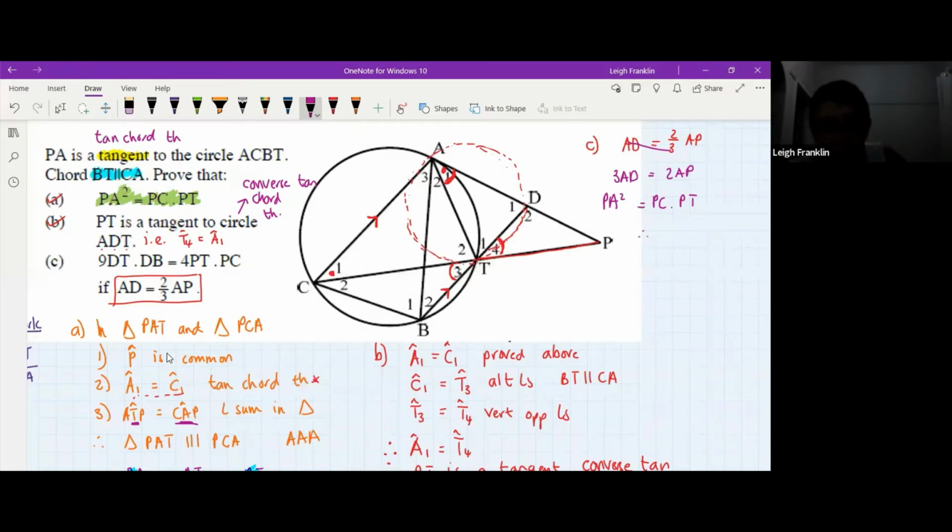So if that is true, then we could make AP the subject of the formula. Look, where we've got a bit of overlap here, we've got AP over here and PA over there, so that's the same. Let's start with 3AD is equal to 2PA. I'm just switching the letters around. If we want to make PA the subject of the formula, we can divide both sides by 2. So PA is going to be equal to 3 over 2 AD.